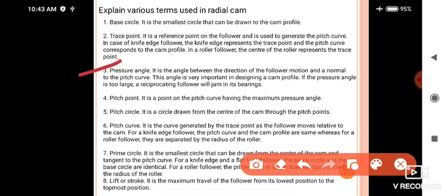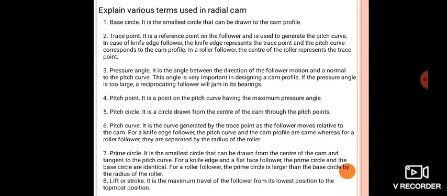Then pitch point. It is a point on the pitch curve having the maximum pressure angle. Then pitch circle. It is the circle drawn from the center of the cam through the pitch point. Then pitch curve. It is the curve generated by the trace point as the follower moves relative to the cam. It is used in the knife-edged follower, so the pitch curve is important. Then next, prime circle. This one is very much important because the definition has been asked so many times.